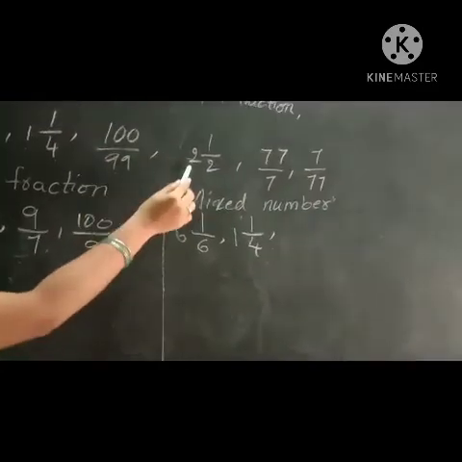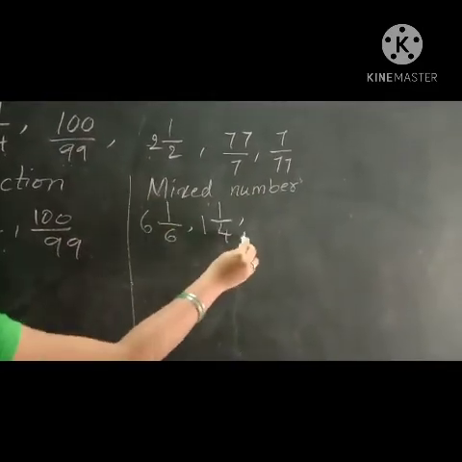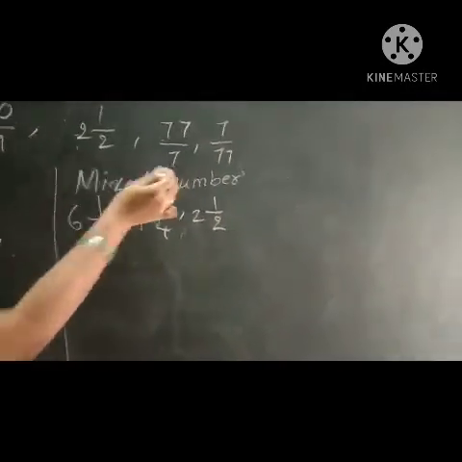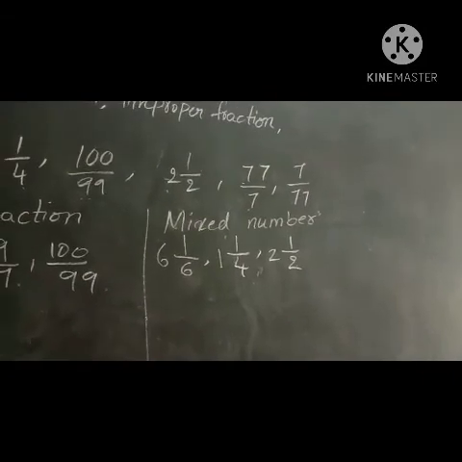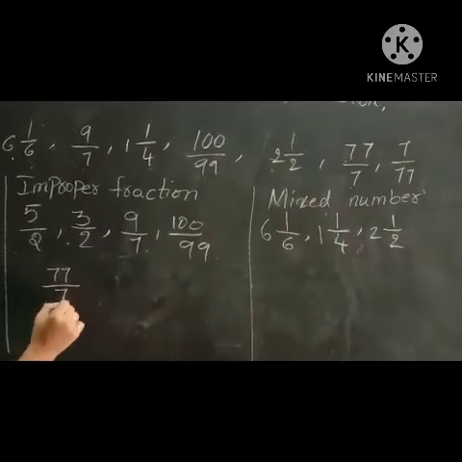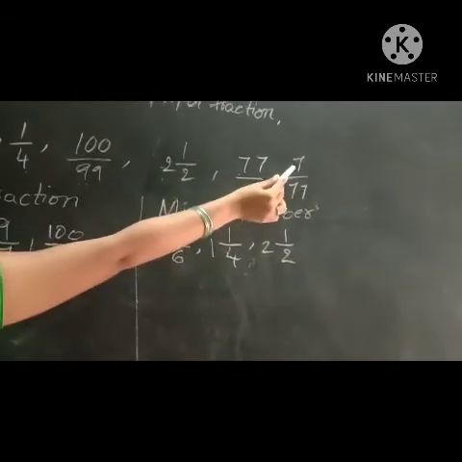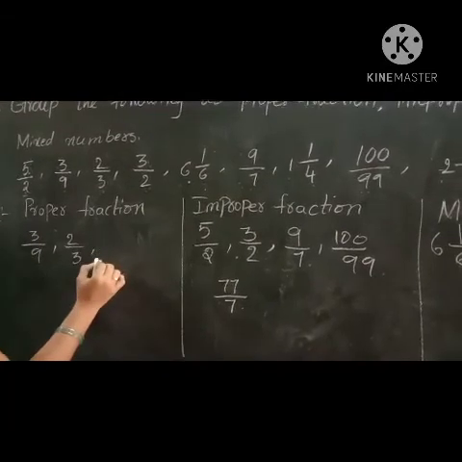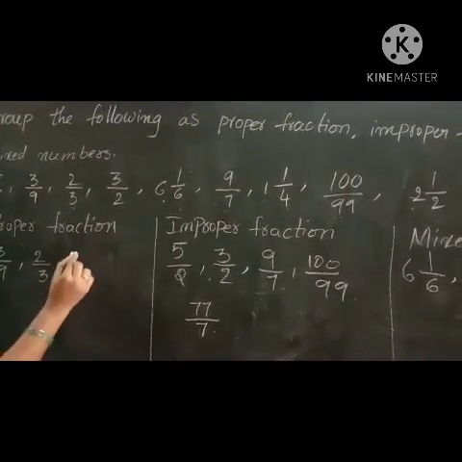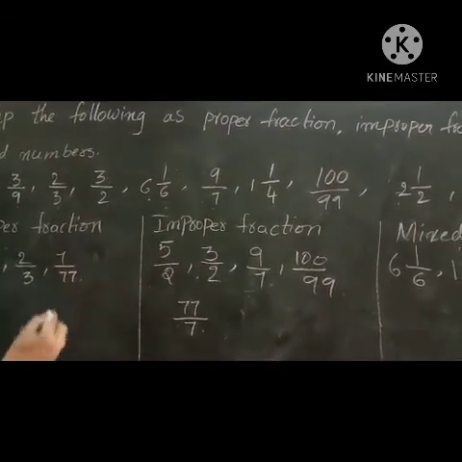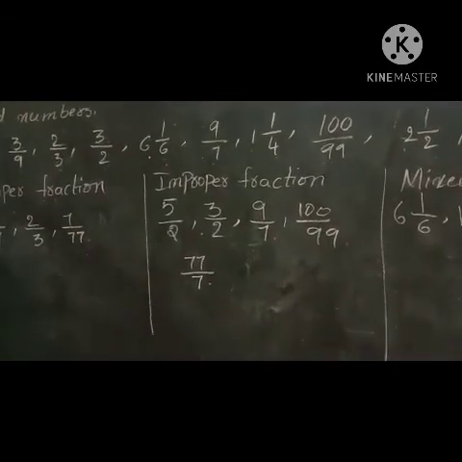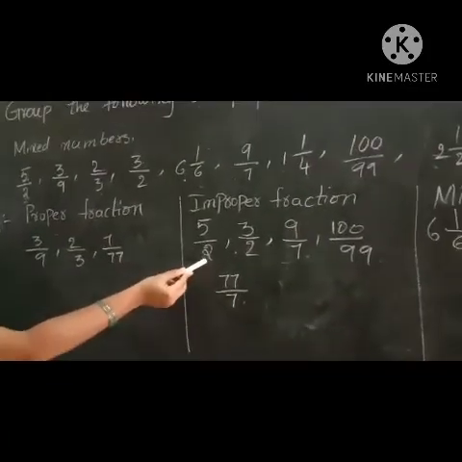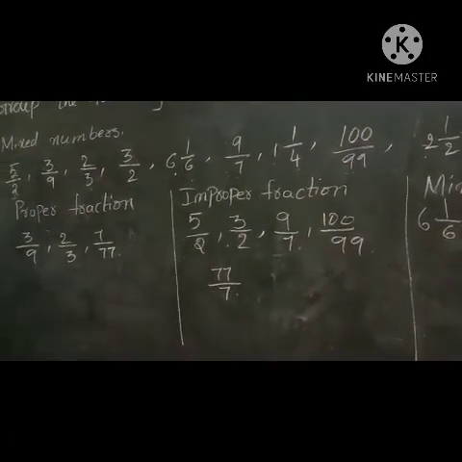Next, 2 1/2. Next, 77/7. 77/7 is an improper fraction. What is the last one? 7/77. 7/77 is which one? Improper fraction. Sorry, proper fraction. See here, children, 5/2 is an improper fraction. Why? Because the numerator is the big number and the denominator is the small number.